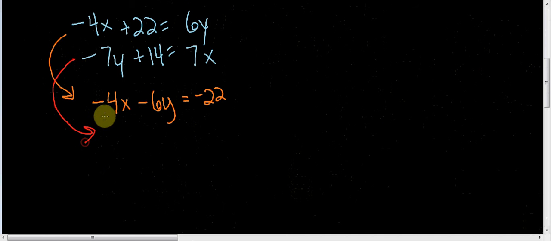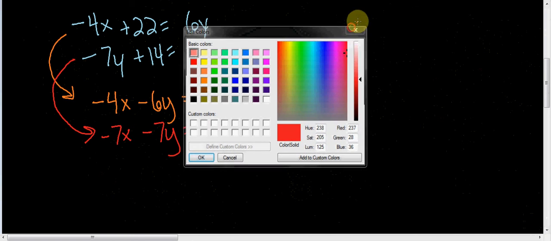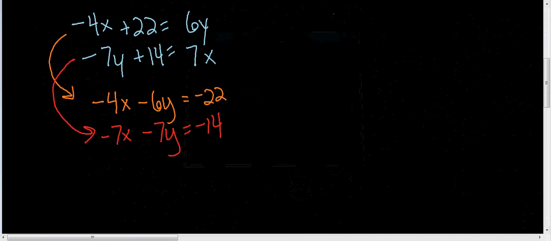Alright, the other equation, the 7x needs to come over, so it's going to become negative. I'm going to put it under the negative 4x to line it up. Negative 7y stays put. 14 moves to the other side, so it becomes negative. Okay? So that's what I'm working with. Now I'm going to rewrite these equations because I made those arrows there. So give me a second to do that. There we go. Alright, so we have two equations in standard form now.